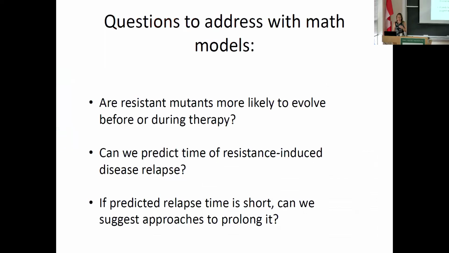Here and there it comes up, right? So mathematically, we can answer some questions about resistance. So 3 questions. Are resistant mutants more likely to evolve before or during therapy? Can we predict time of resistance-induced disease relapse? Well, a patient comes in, how long do I have, right? Can we predict that based on individual parameters? And if relapse is there, what can we do, right?